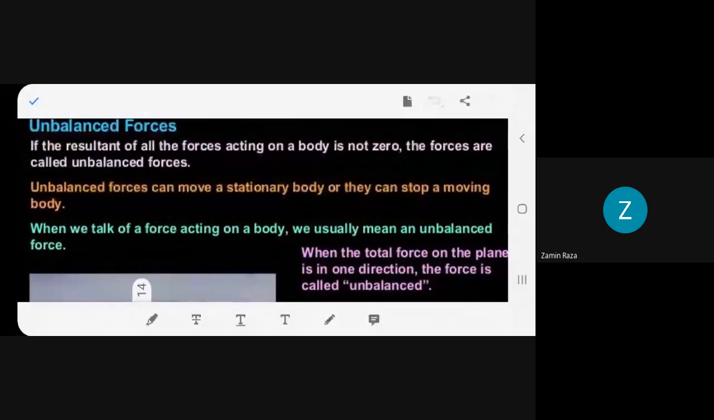Start with unbalanced forces. It is forces, not force. If the resultant of all the forces acting on a body is not zero, the forces are called unbalanced forces. So what we learned earlier, balanced forces, it was zero. Unbalanced forces, it is not zero. So that is the fundamental difference between balanced and unbalanced forces, right?